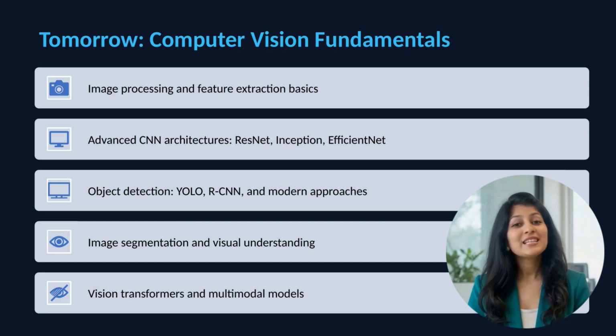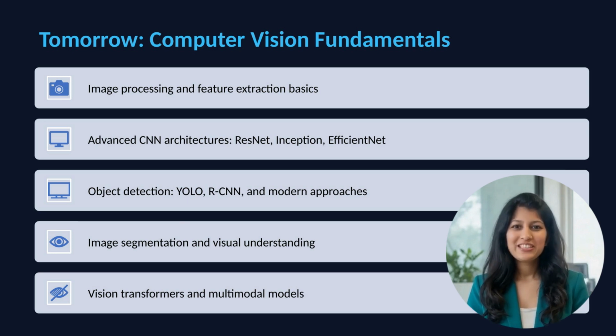We'll explore advanced CNN architectures that push the boundaries of image recognition. ResNet introduced skip connections enabling very deep networks. Inception used multi-scale processing with parallel convolution paths. EfficientNet optimized depth, width, and resolution scaling. Understanding these architectures reveals design principles for visual models.